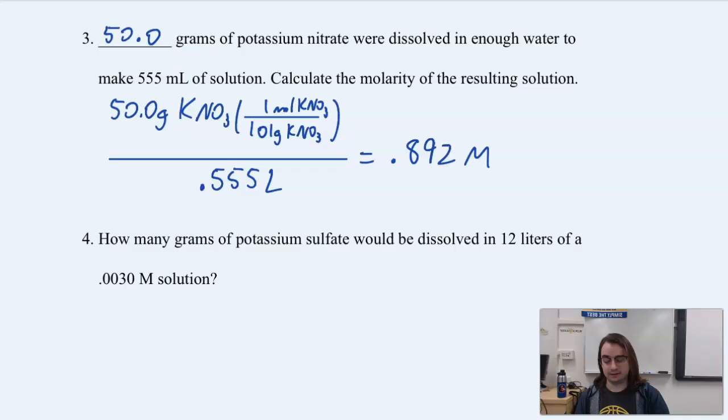One more. How many grams of potassium sulfate would be dissolved in 12 liters of a 0.0030 molar solution? Okay, so this time concentration is given to us, and we're looking for grams. So I'd like you to pause this one and give this a try. I want you to think about the equation for molarity, and I want you to think about a way that you can manipulate that equation to get yourself into grams. Give it a try. Come on back when you're done.